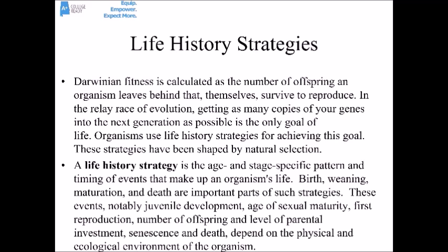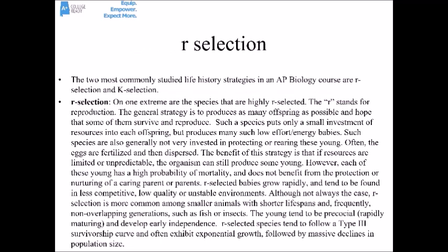These strategies have been shaped dramatically by natural selection. So a definition for a life history strategy is an age and stage specific pattern of the timing of events in life. Things like birth, weaning, maturation, and death are all parts of these strategies. So in AP Biology, we're going to talk mainly about two types of life history strategies. One of those is called r selection, and the other is called K selection.